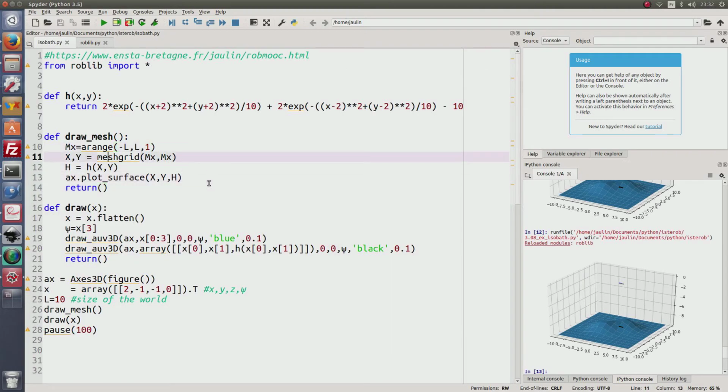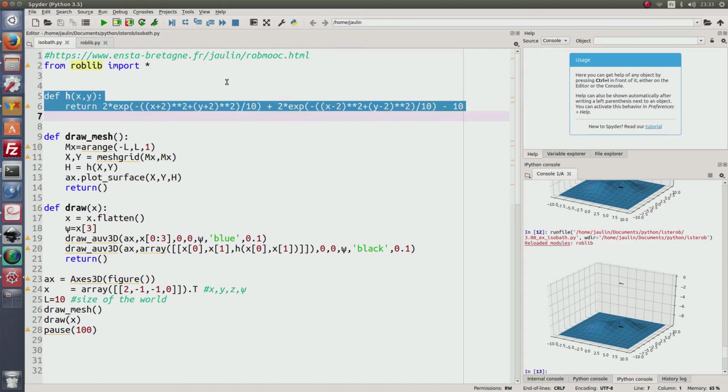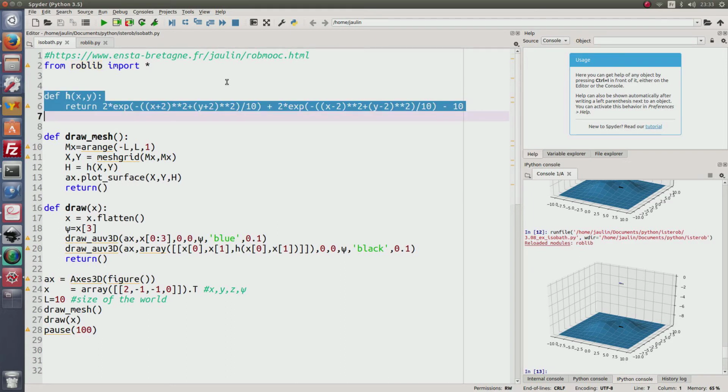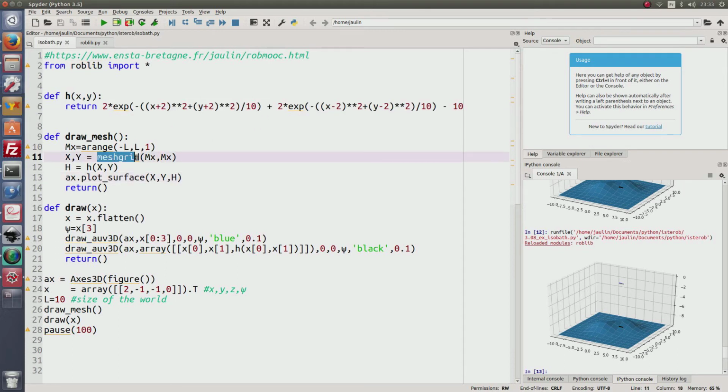So first I will use roblib, which contains all functions we use for this MOOC. Okay. I have here the equation of the seafloor. I use it only for the simulation, but the robot does not know, has no idea of the seafloor. So I will use meshgrid to build the mesh, between minus L and plus L. L corresponds to 10 meters.